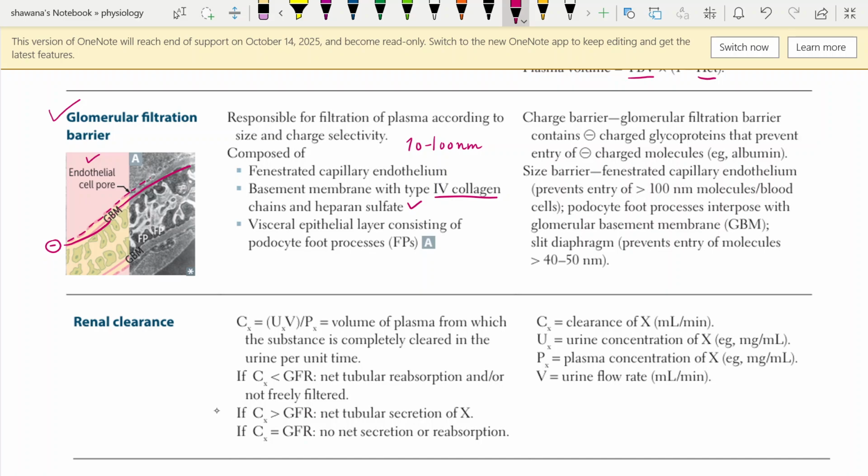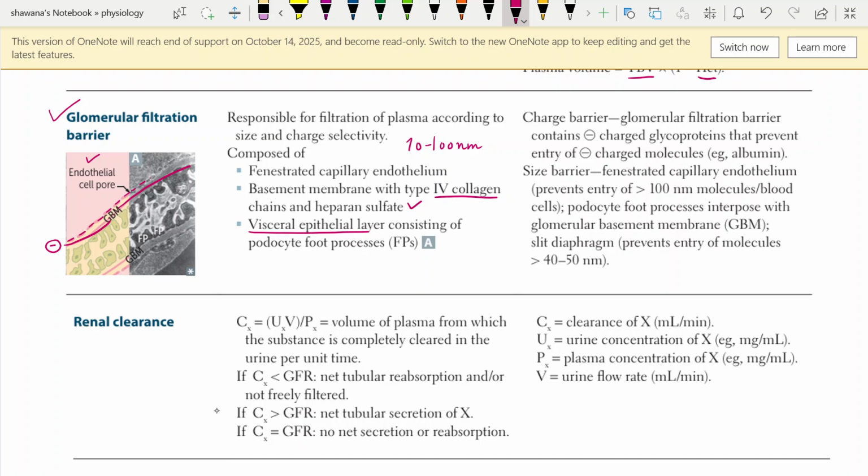Okay, and there are a lot of collagens, right? Type 1 is present in bones, type 2 is present in cartilage, type 3 in many places in our body like tissues, etc., and type 4 is basically the component of the basement membranes. And the third layer of the filtration barrier is the visceral epithelial layer consisting of the podocyte foot processes.